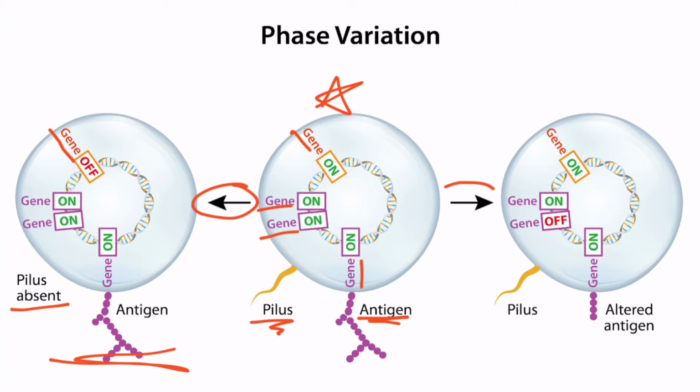Now, if we follow the right arrow and look at this far right image, you can see one of the antigen genes is turned off right here. This changes the structure of the antigen, and you can see how it's different now. If the host immune system doesn't recognize this new antigen, then this bacterium can evade the immune system. Once again, if this change is beneficial, then it will be passed on to the progeny, and the progeny will keep this gene turned off.